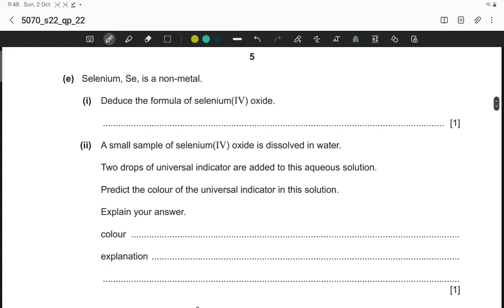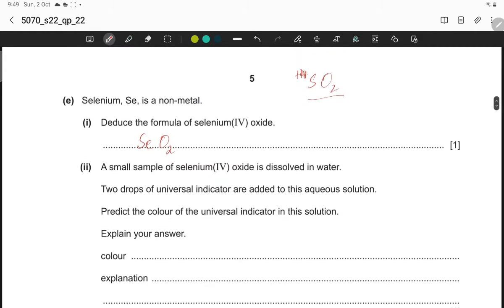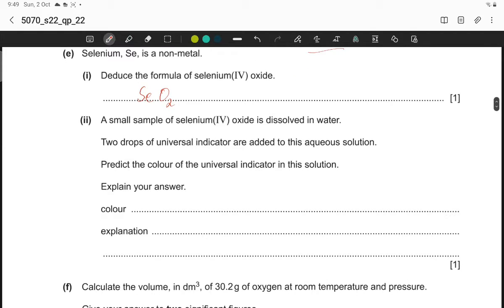Selenium is a non-metal. Deduce the formula of selenium 4 oxide. This is very common. In this group, sulfur forms SO2, so just remember that. This is the very common formula of sulfur dioxide, and selenium 4 oxide is written similarly, because in this compound selenium has a +4 oxidation state, +4 charge. Sulfur is present in group 6 and selenium is also present in group 6, so selenium forms the same type of formula, SeO2, because elements of the same group share similar chemical formulas. So this is the formula of selenium 4 oxide.